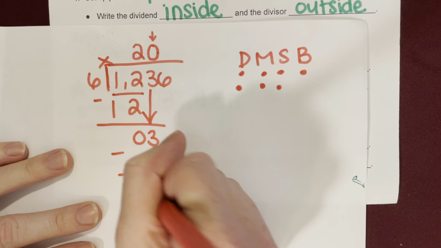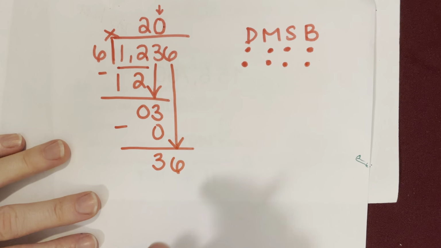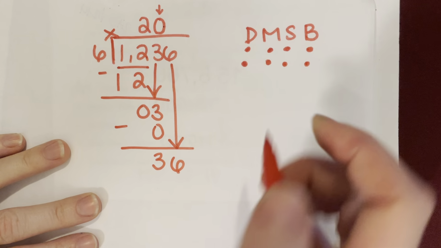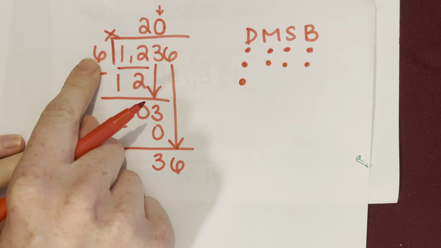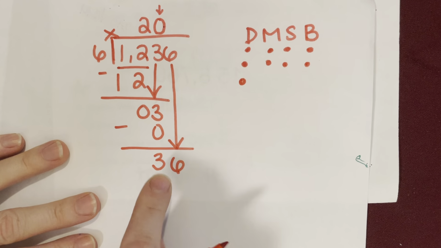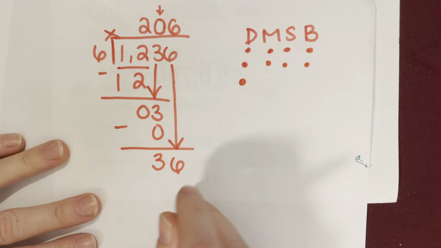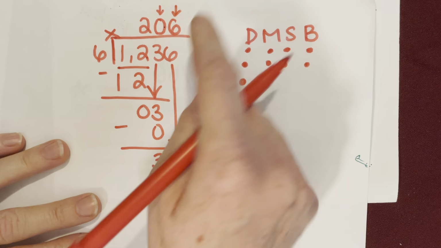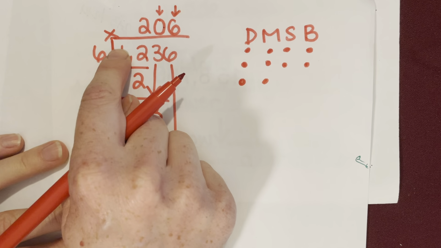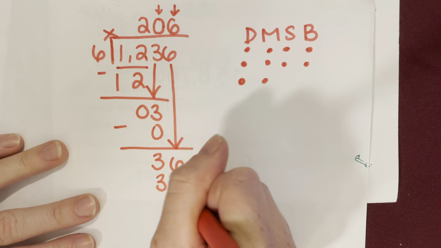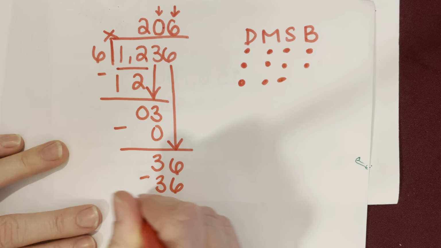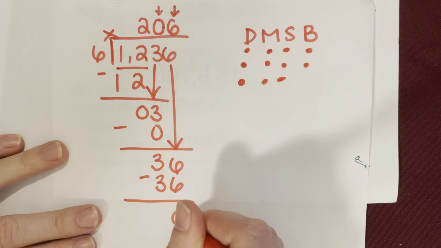Now I need to bring down. So I bring down the 6. I still need to continue dividing. So I'm going to divide. 6 goes into 36 how many times? It goes in 6 times. Now I need to multiply the digit that I just wrote up there. 6 times 6 is 36. Now I need to subtract. 36 minus 36 is 0.